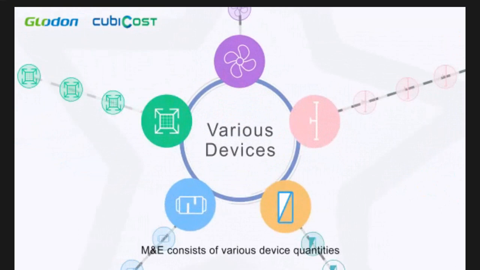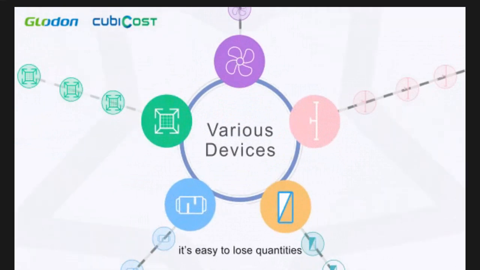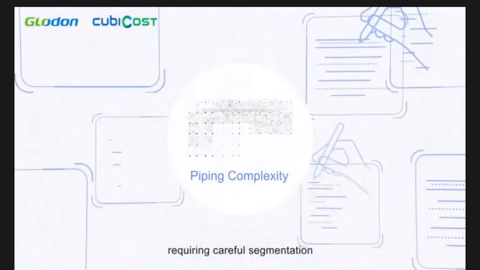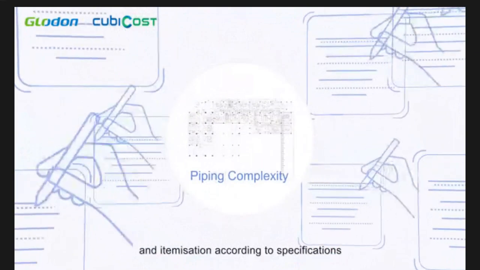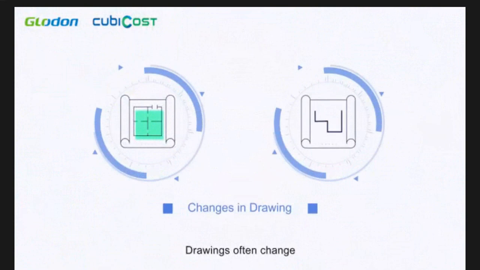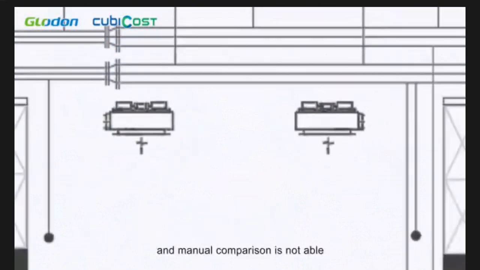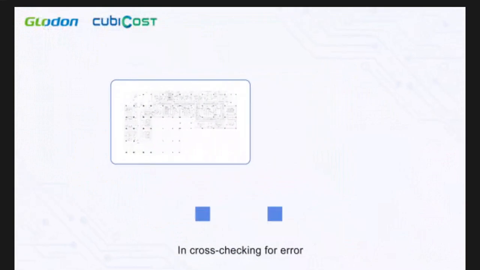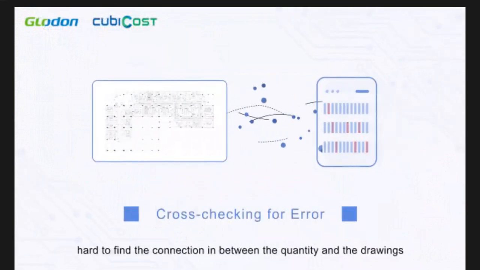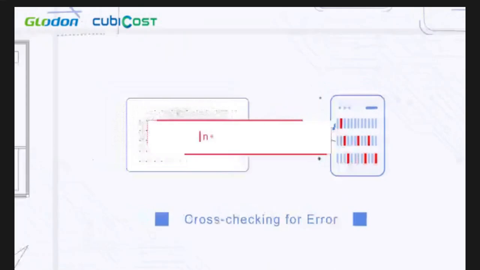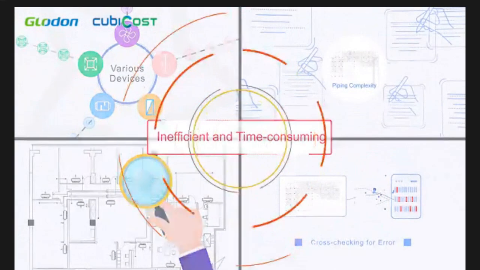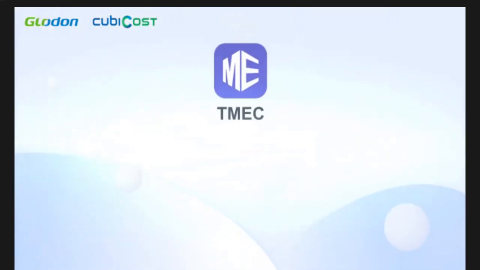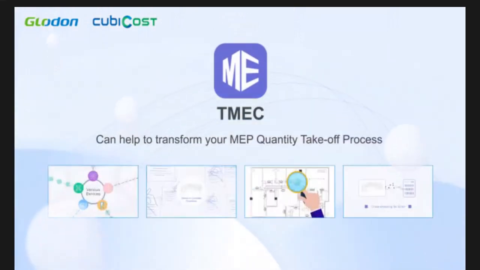M&E consists of various device quantities. It's easy to lose quantities. Piping is drawn in complex directions, requiring careful segmentation and itemization according to specifications. Drawings often change, and a manual comparison is not able to find the location of changes quickly and accurately. In cross-checking for errors, it is hard to find the relation between the quantity and the drawings. Have you also encountered such problems? Let's see how TME C can help to transform your MEP quantity takeoff process.